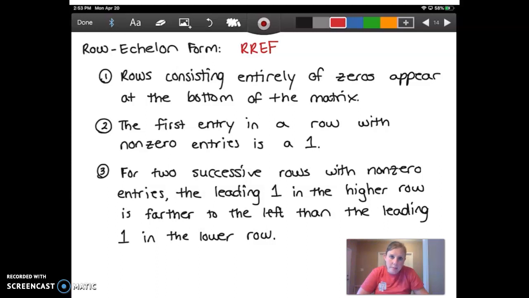We did a little bit with this at the beginning of the year, but it's been a minute, so we're going to do some review on how to determine if something is in reduced row echelon form, and then we're actually going to apply this to matrices. So first off, there's 3 things that you need to know for reduced row echelon form.